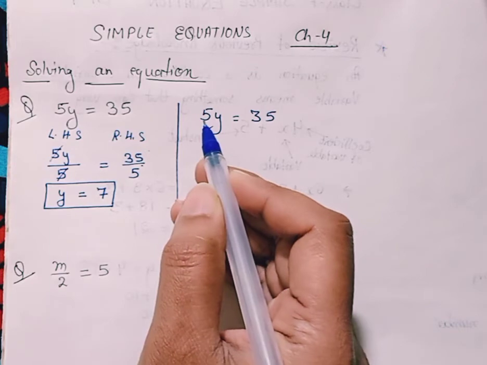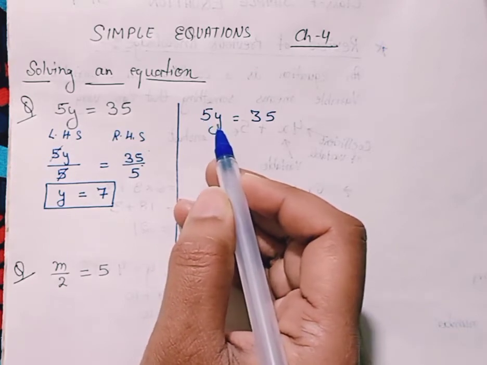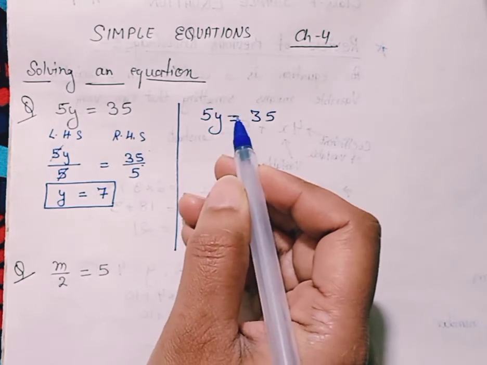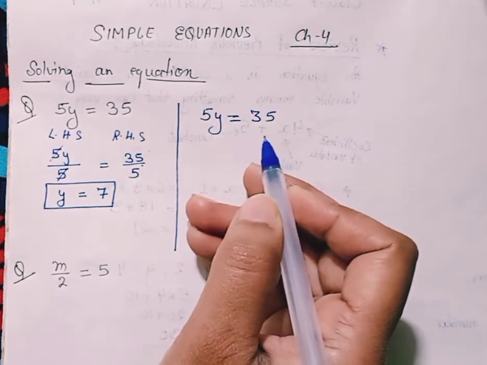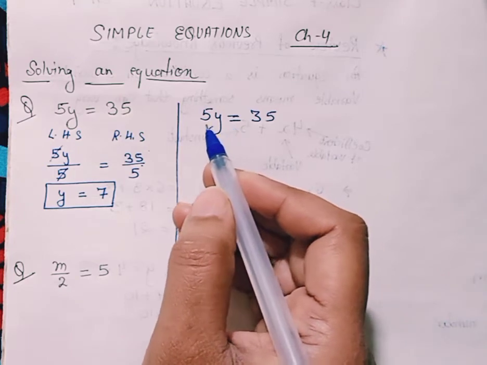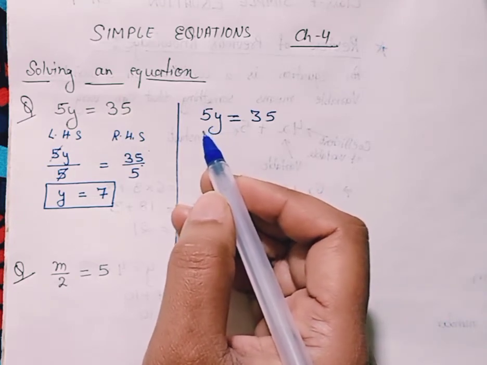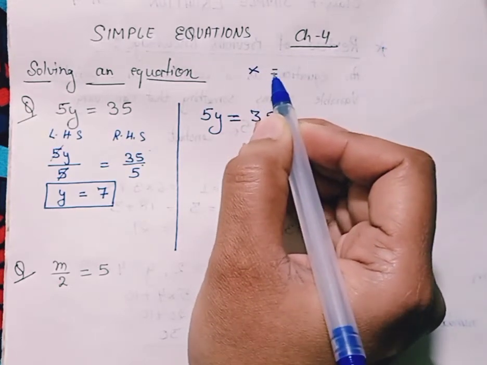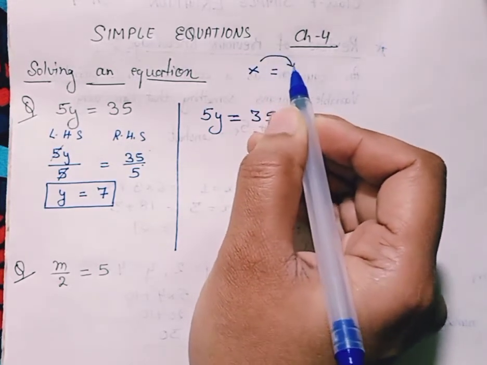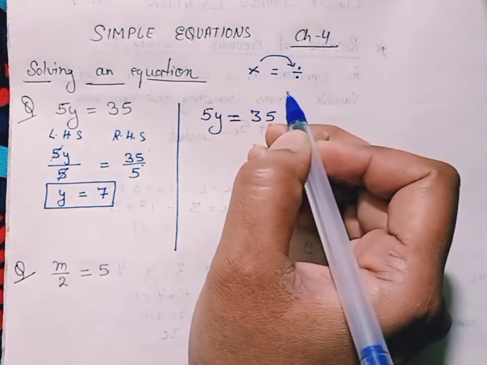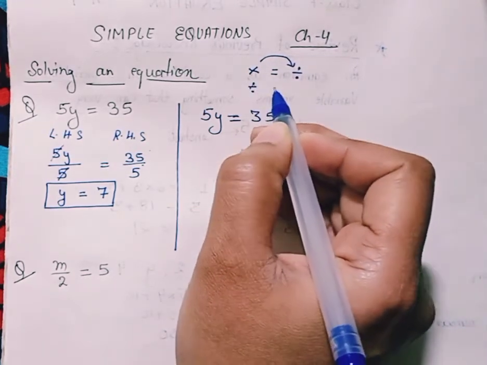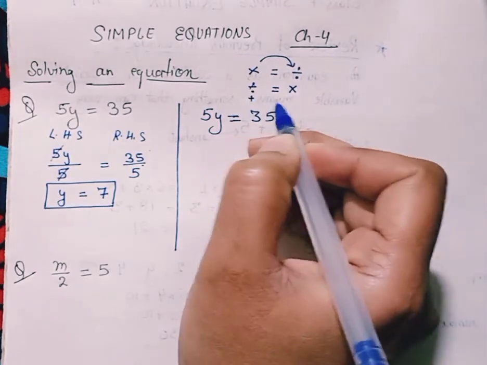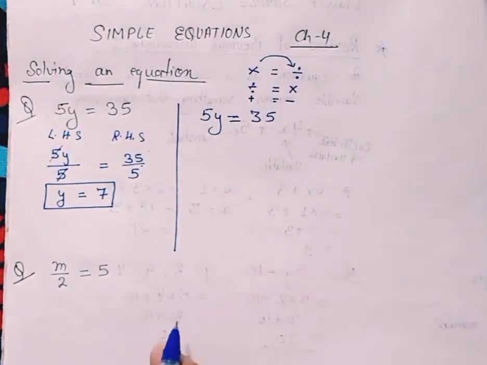If this particular coefficient is in multiplication on one side, after transferring to the other side of the equals sign, we will change its operation. So if it is multiplication over here, it will be transferred to this side as division. If it is division over here, on the other side we have multiplication. If it is addition over here, it will give us subtraction, and so on.